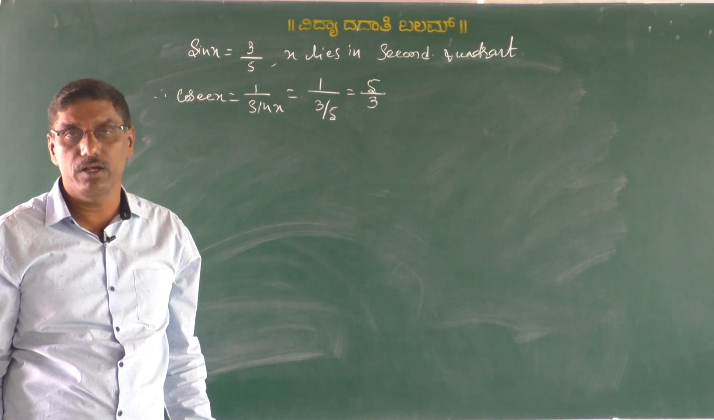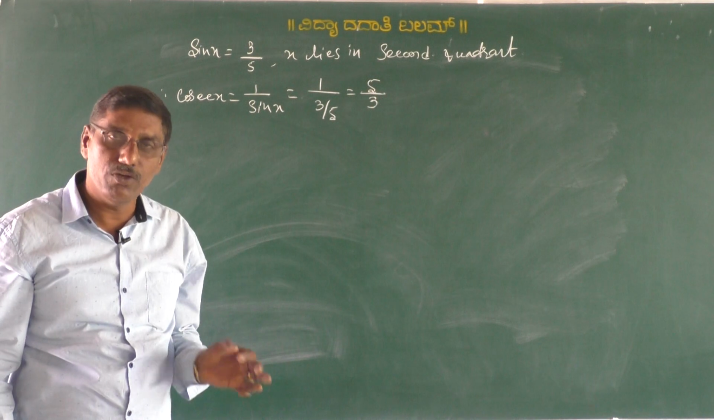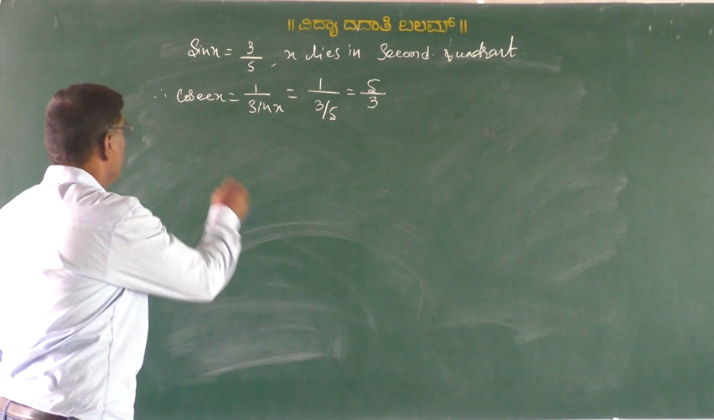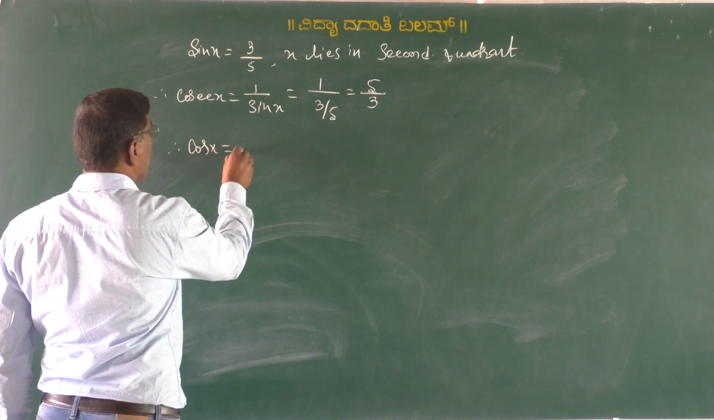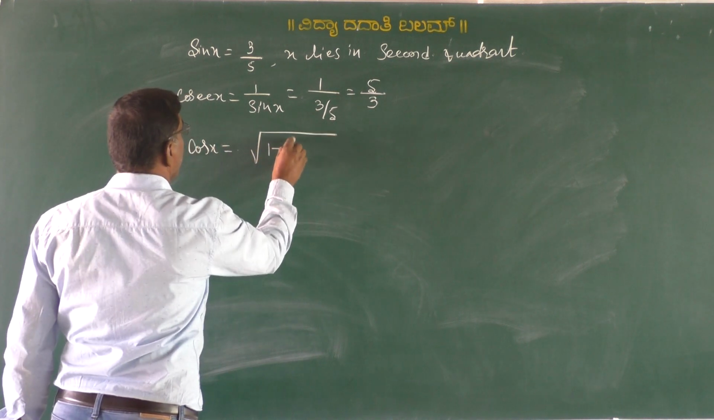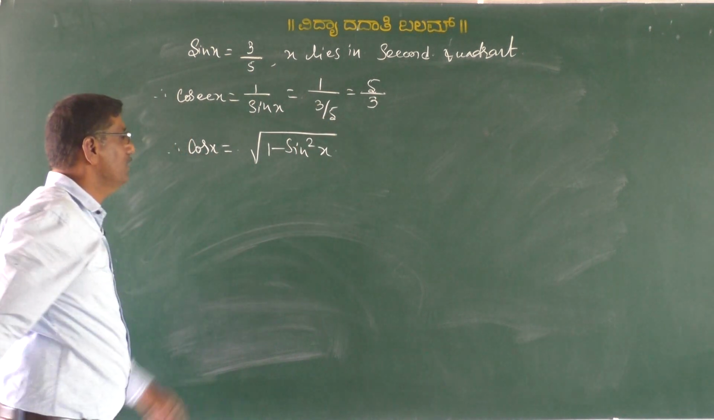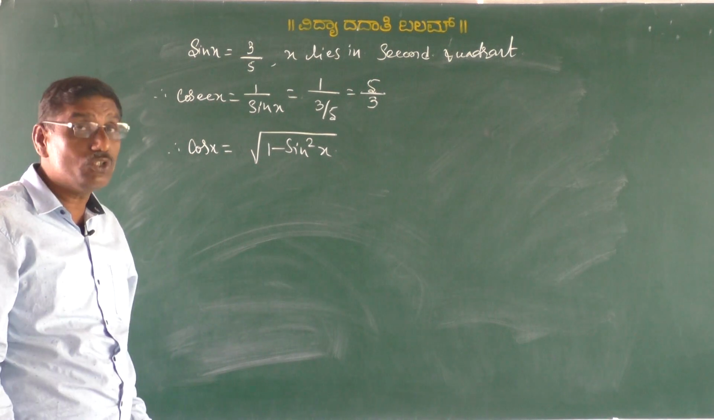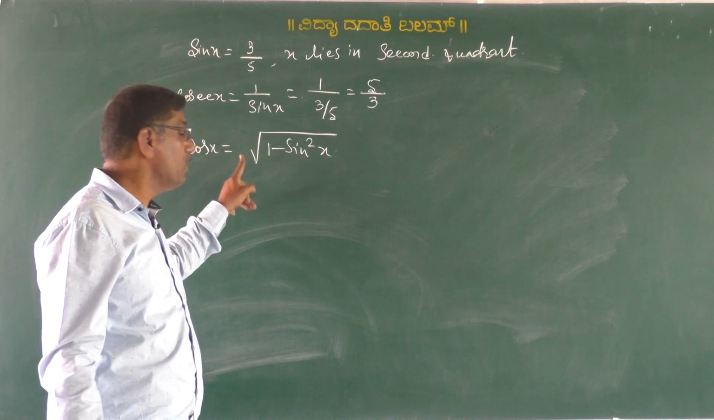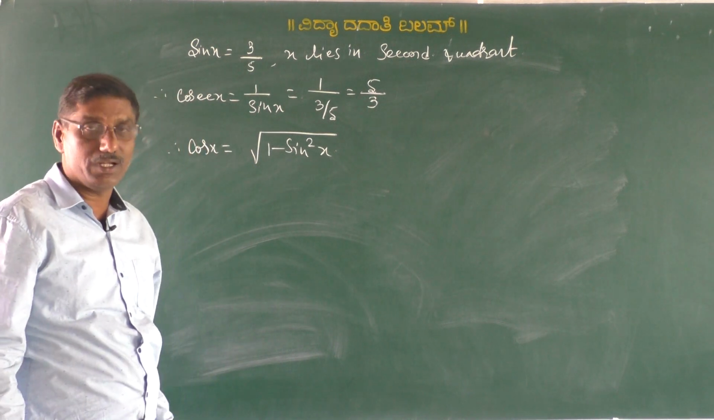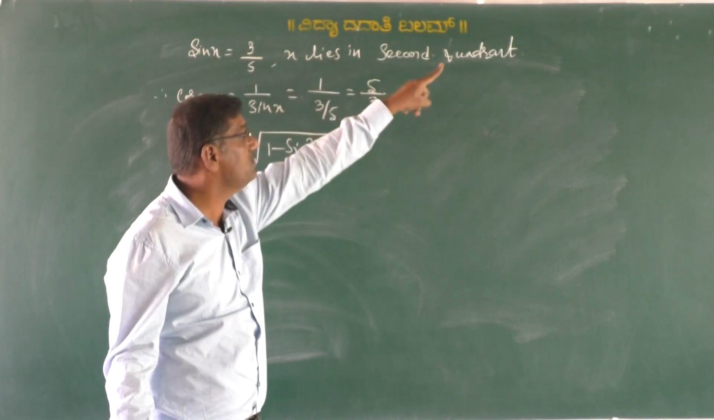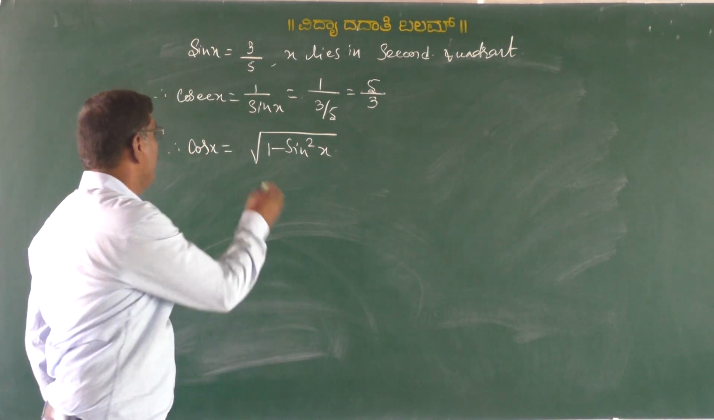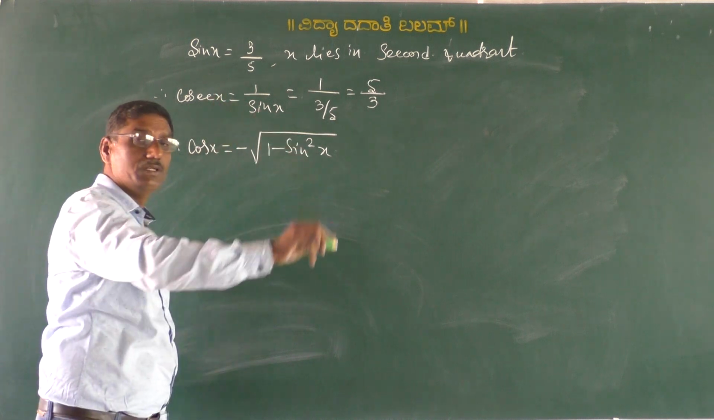Now we have to move to find cos. Since we know the identity formula in terms of cos and sin, cos x is equal to, one of the formulas here, square root of 1 minus sin square x. Which sign can we use here? Is it plus or minus? That is the question that arises. Isn't it? Since x lies in second quadrant, what about cos in second quadrant? That is negative, isn't it? For that, here we are going to use the minus sign.